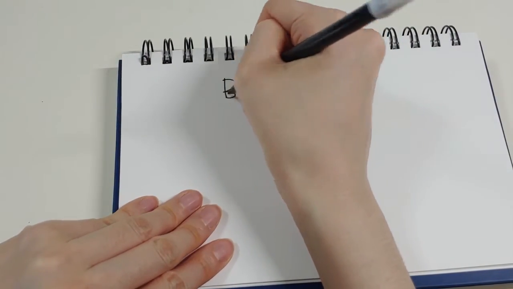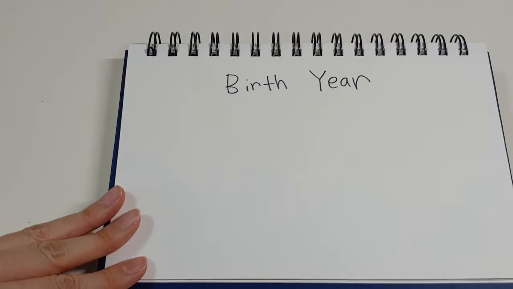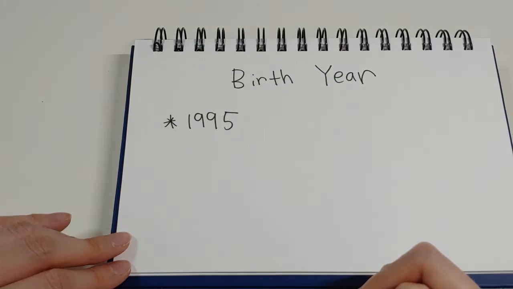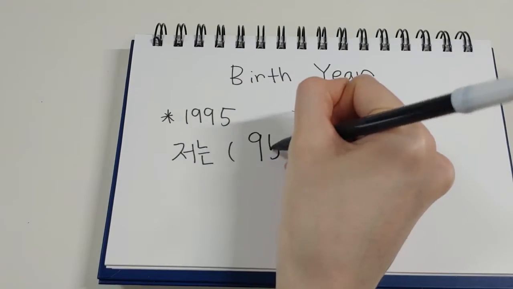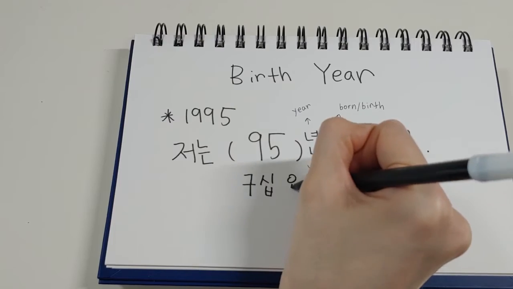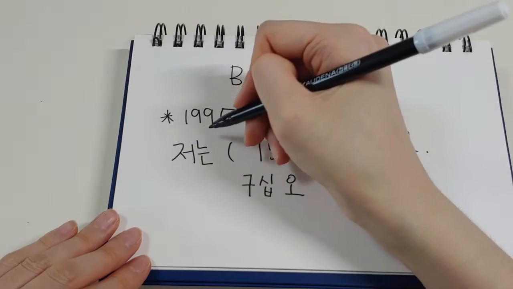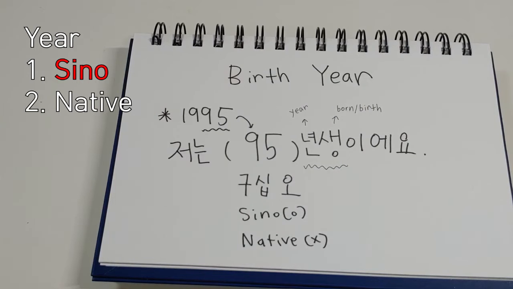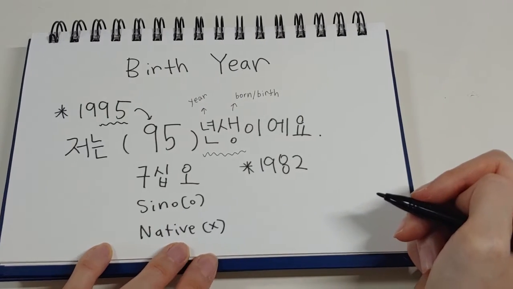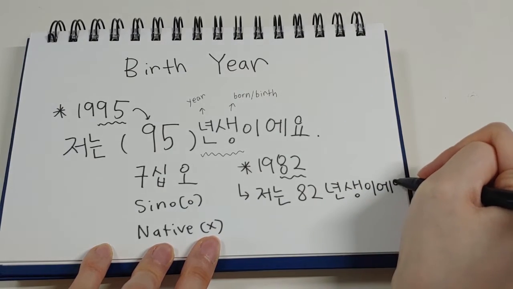And there's also another popular way Koreans say their age. So instead of saying your actual age, you can also say your birth year. So if you were born in 1995, for example, you say 저는 95년생이에요. So you don't need to say the full year, you can just say the last two figures. And unlike saying age, when saying year, we use Sino-Korean number. So if you were born in 1982, you can say 저는 82년생이에요.